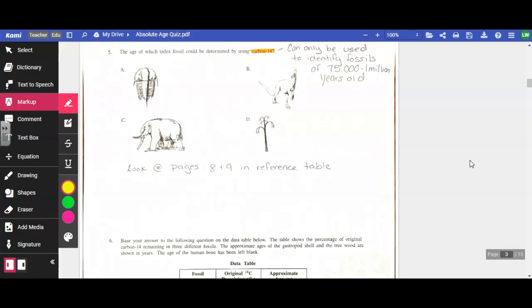Number 5 says the age of which index fossil could be determined by using carbon-14. So you're definitely going to need to know the approximate age of these index fossils, looking at pages 8 and 9 in your reference table. And then you need to remember that carbon-14 can only be used to identify fossils that are about 75,000 to 1,000,000 years old. Any older than that, and it would decay too rapidly, there wouldn't be anything left. So which one of these would you be able to identify using carbon-14?